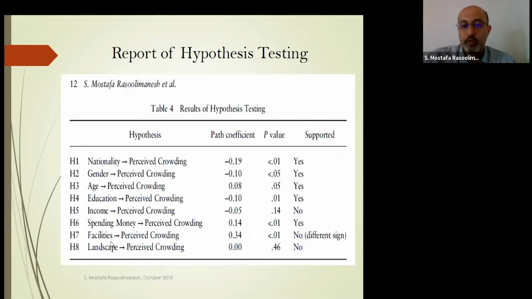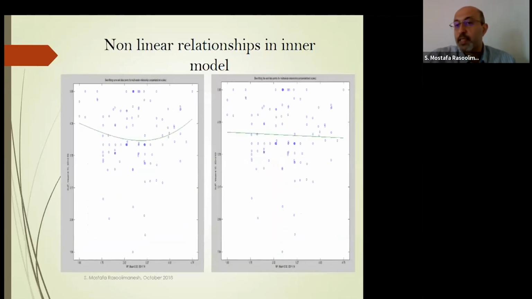Also, you can see here, for example, effect of facility on perceived crowding, 0.34, it's very high, and the p-value is lower than 0.01. But because of different sign, because in this paper we hypothesize a negative effect, but here it is positive, we cannot support this hypothesis, right? So these are the criteria for assessment of the structural model.